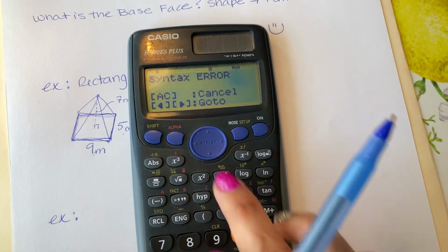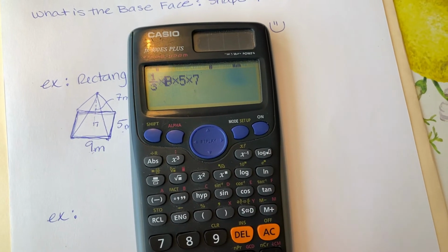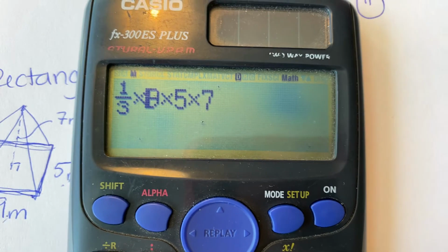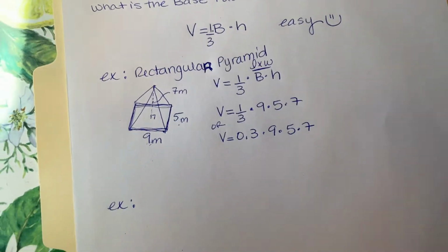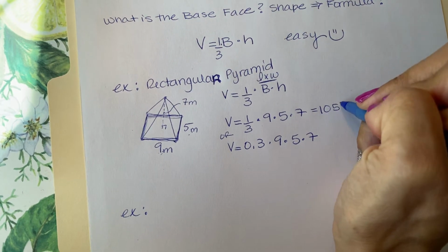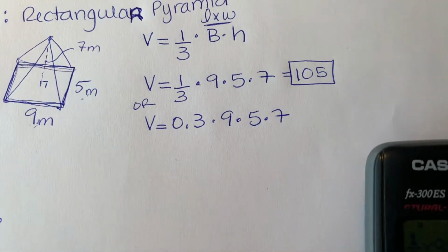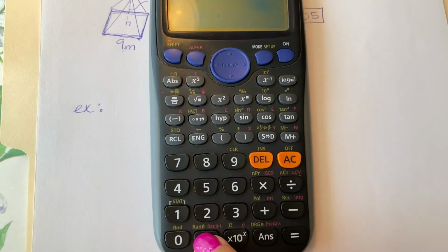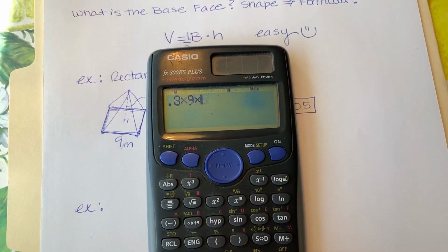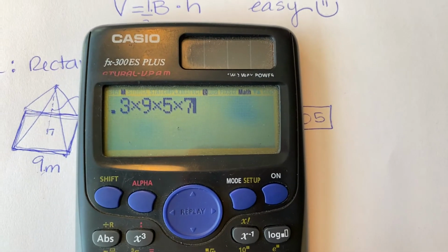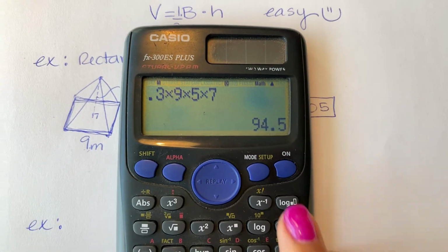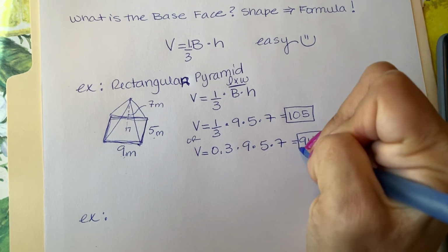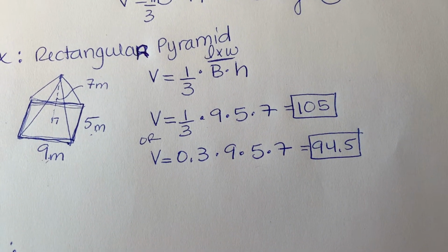If you threw that in, 1/3, 9 times 5 times 7. What did I do wrong? Let's go back. Let's see what I put. Oh, I forgot to put the times. That's probably what I did on the last video. Times 9 times 5 times 7. Okay, 105. So I get 105 here. What if you did the 0.3? So say you didn't want to do the 1/3. What if you just went 0.3 times 9 times 5 times 7, and you get 94.5. So both of these are acceptable. That's it.